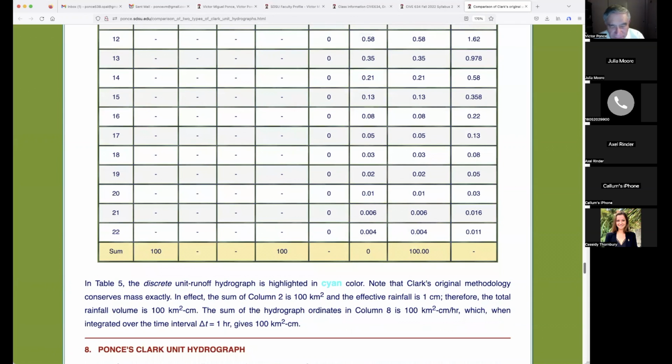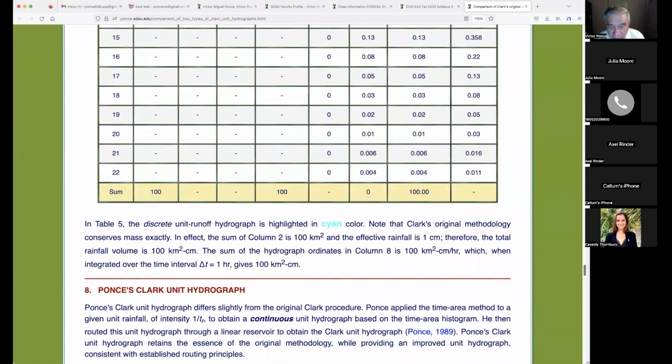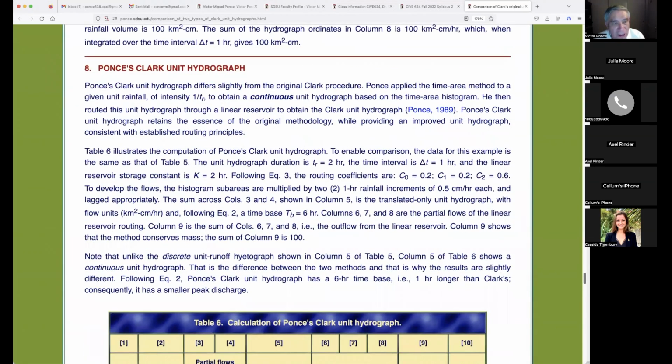In table 5, the discrete unit runoff is highlighted in cyan background. Okay. Note that Clark's original methodology conserves mass exactly, right? In this case, it's 100 because it's not 650, it's 100 at this point. In effect, the sum of column 2 is 100, the effective rainfall volume is 100, and the sum of the hydrograph ordinates is 102. So it's mass conservative.